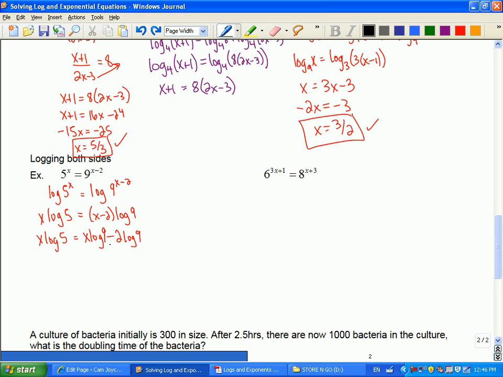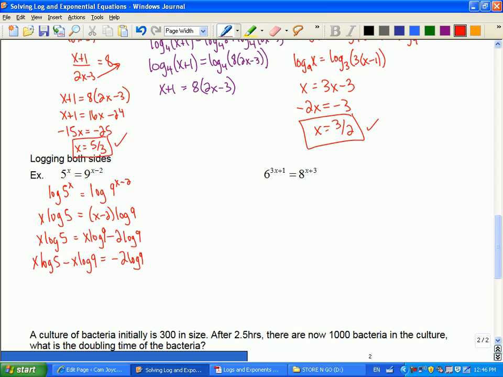And if I'm going to solve this, what you normally do when you solve an equation, right? You move all your x's to one side. So let's do that. We'd have x log 5 minus x log 9. And you'd have all your constants over here. So there's one of my constants.